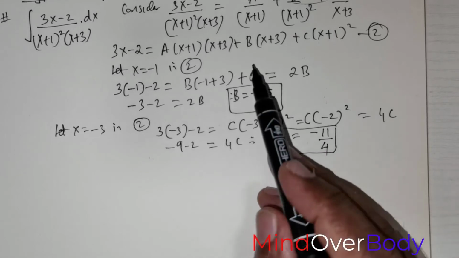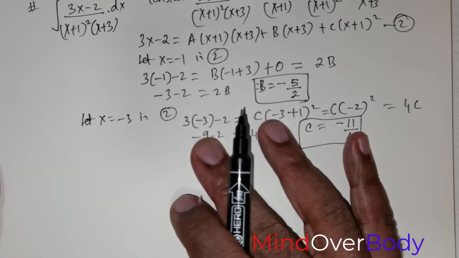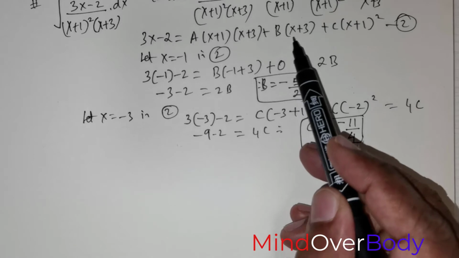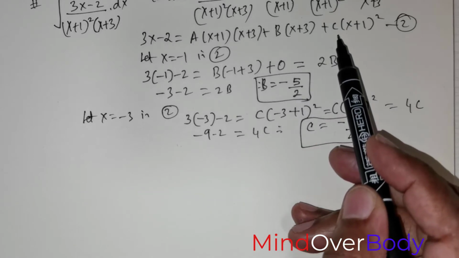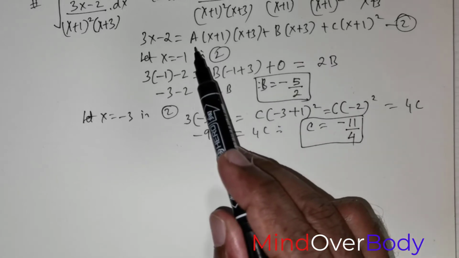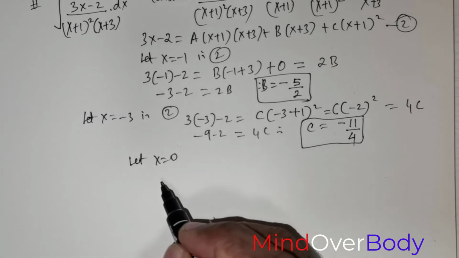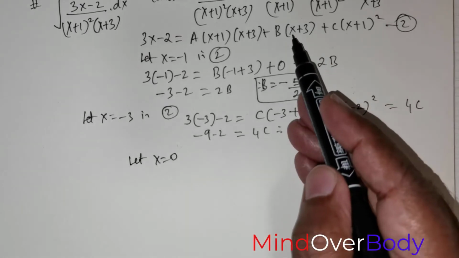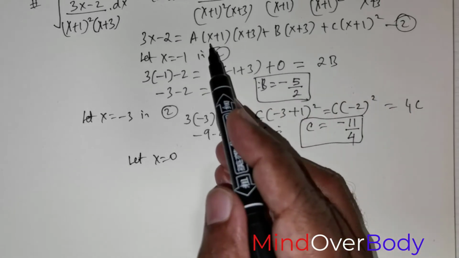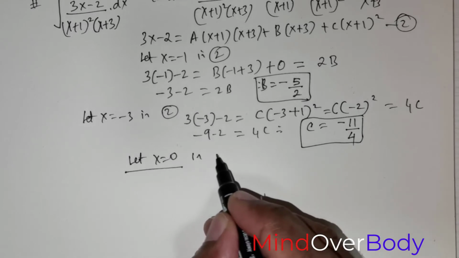So now we have got b and we have got c. Now the idea is to obtain the value for a. Now we have removed b, we have removed c. Now the condition is to get the value of a. What I will do is I will just take let x be equal to 0, because if I were to take x equal to negative 3, a will also vanish. If I were to take x equal to negative 1, again a will vanish. So to prevent that, we will take x to be equal to 0 in equation 2.